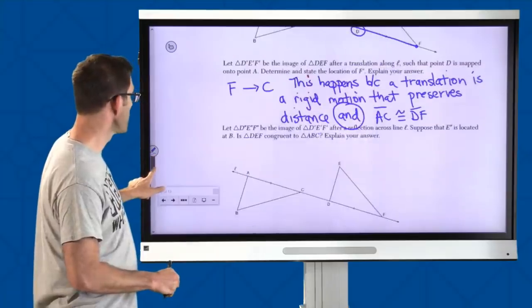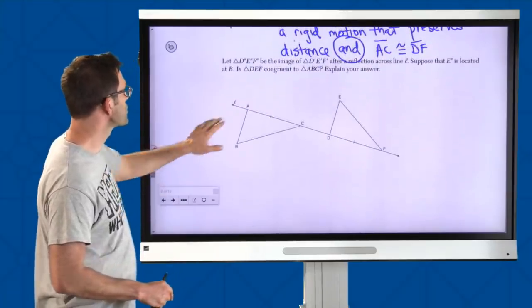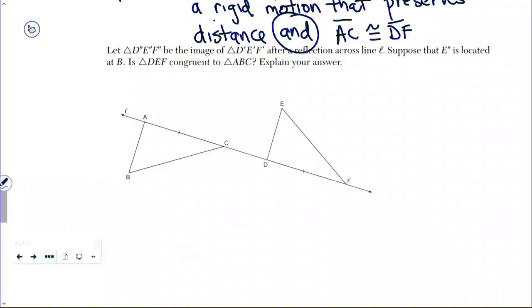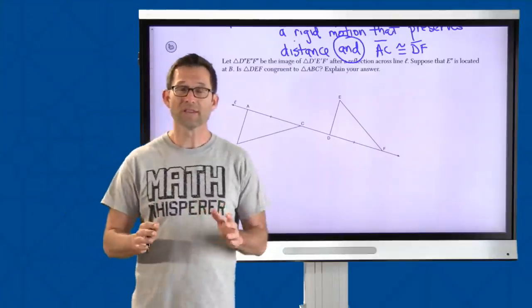Let's take a look at the second part of this problem. I've redrawn the picture here. It says let D'', E'', F'' be the image of triangle D'E'F' after a reflection across the line L. Suppose that E'' is located at B. Is triangle DEF congruent to triangle ABC? All right, so this is really cool. Let's come back to this.